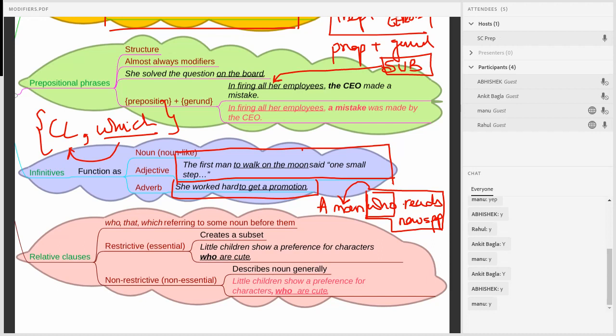Now, the rules around relative clauses: you can get restrictive modifiers, and you can get non-restrictive modifiers. Some of you may have studied these as essential modifiers and non-essential modifiers. Again, the terms don't matter. What we need to do is just understand what they mean. So let's take a look at the first example. Let me put it in a little box.